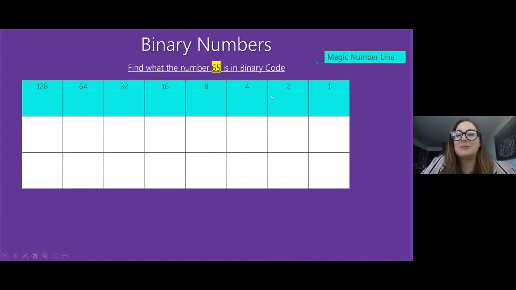You might notice about the magic number line that you start at 1 and you double. So 1 doubled is 2, and 2 doubled is 4, 4 doubled is 8, 8 doubled is 16, and so on. 32, 64, and then 128 is what you stop with. Now, we need to find what 65 is from these numbers.